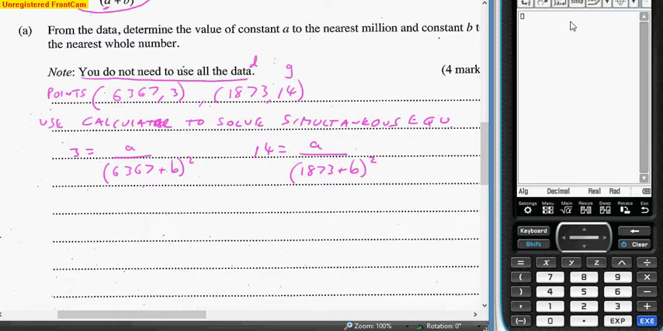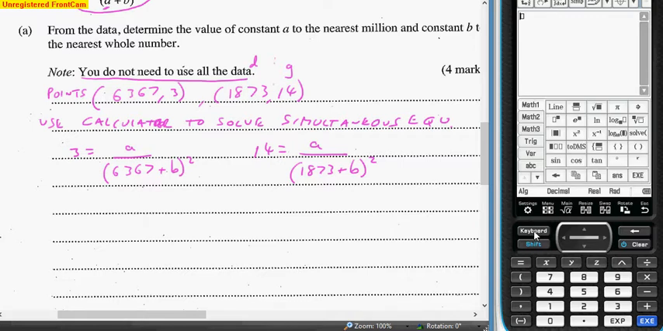I want to use the simultaneous equations part of this calculator. This is a Casio ClassPad. I go to the keyboard and look for that symbol, which is that one there, and that gives me space to write my 2 equations and then the variables I'm looking at.